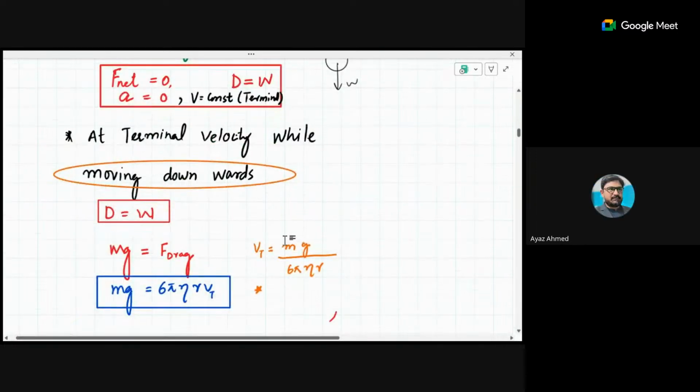Sometimes we are asked a question that the object is moving with terminal speed, moving downwards. This is an important thing. You have to look out for this phrase: the object is moving with terminal speed downwards. At that time, drag will be equal to weight. Weight is mg, and drag is F drag, which is equal to 6 pi eta r into v terminal. So you can find the terminal speed from here. If you know the weight of the object, the coefficient of viscosity and the radius of the object, you can simply find the terminal speed obtained by the object.